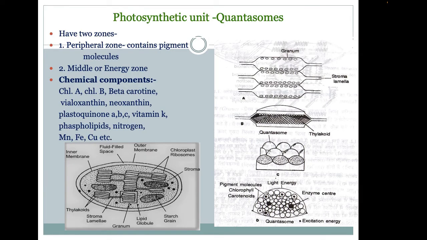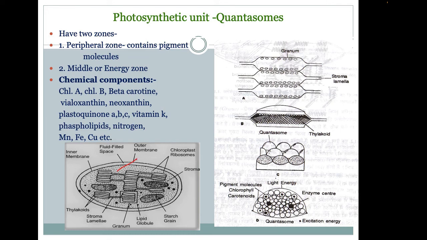The chief pigment of chloroplast is chlorophyll. Other accessory pigments such as carotenoids are present along with chlorophyll. These pigment molecules are situated in the membrane of thylakoids. In the chloroplast, light reactions of photosynthesis occur in the grana. In the grana, light reactions occur, but the dark reactions occur in the stroma.